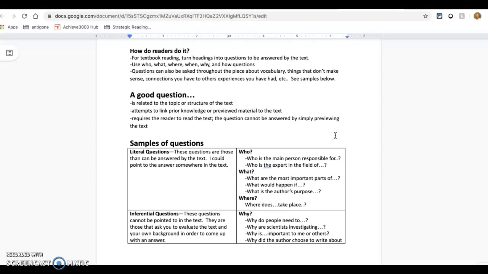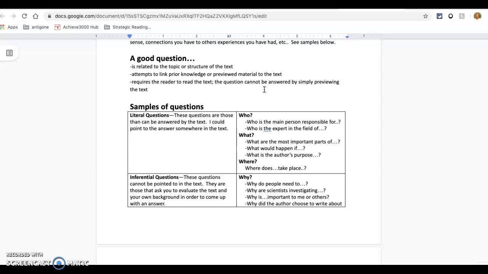Then there are some suggestions as to what a good question is, and I'm going to let you read a lot of these on your own, but there are basically a couple of things to remember. A good question obviously has to be related to the topic or the structure of the text. It's going to attempt to link what you already know to what you've previewed or to what you've read, and it's going to require that you read the text. So making a question and not having to go into the text to find the answer is a question you don't need to ask, right? Because our whole goal is to get information from the textbook by reading.